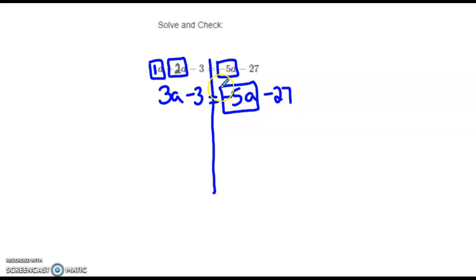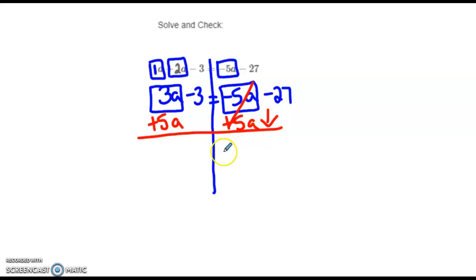I'm still going to box off my letters. And now I have letters on both sides. This is when we have to do opposite operations. Anytime we do something to both sides, we have to do opposite operations. I like to get rid of my smallest one, so I'm going to get rid of my negative 5A. The opposite of subtracting 5A is adding 5A, so I will add 5A's to both sides. Those would cancel. Bring my negative 27 straight down. 3A's plus 5A's would give me 8A's. And then I'm just going to bring that negative 3 straight down.